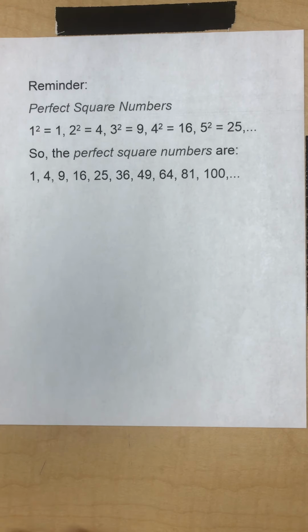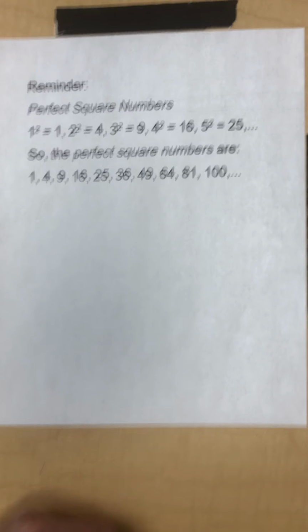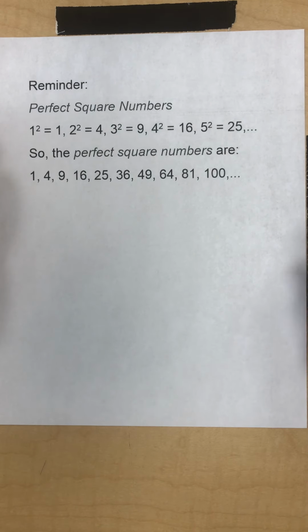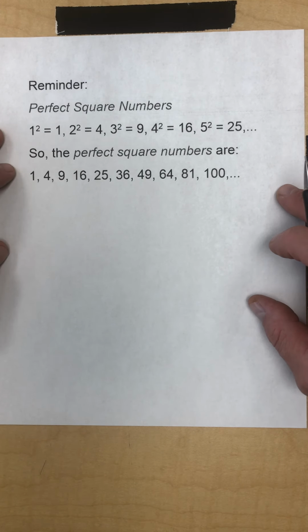Okay, so we're doing some work with the distance formula. And a distance formula involves square roots. Okay, so this is the time of year where I usually have to go back and do a little bit of reviewing on simplest radical form. Okay, and simplest radical form has to do with the perfect square numbers.